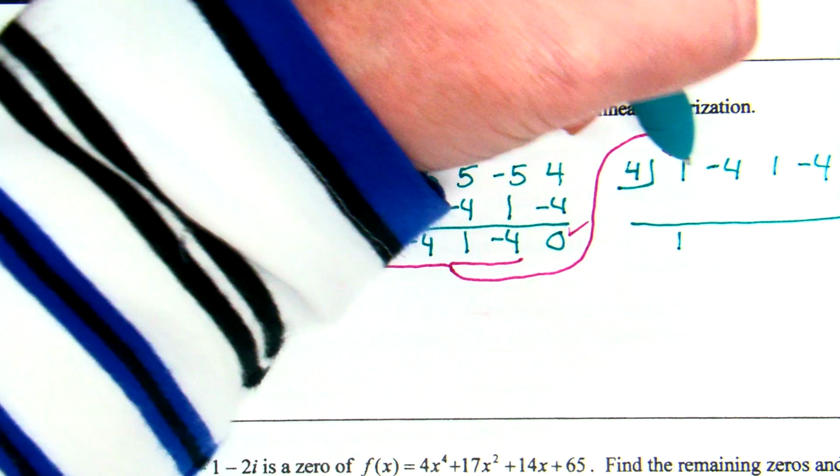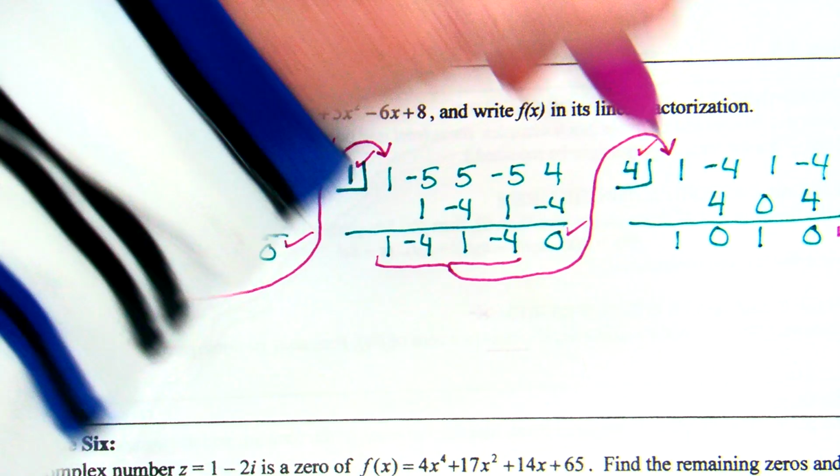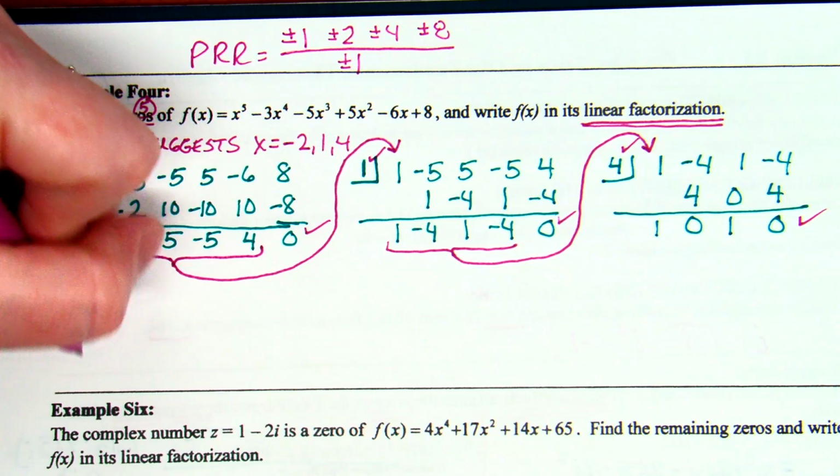Okay, guys. Now, what are the directions on this problem? All zeros and linear factorization. So, before we find our last 2 zeros, I'm going to start writing my linear factorization out. f of x equals, so the first zero we knew for sure was negative 2. How do I write negative 2 as a factor? It's x minus negative 2, which is x plus 2.